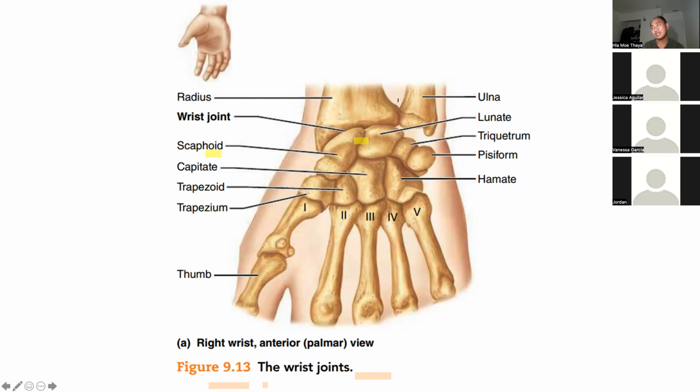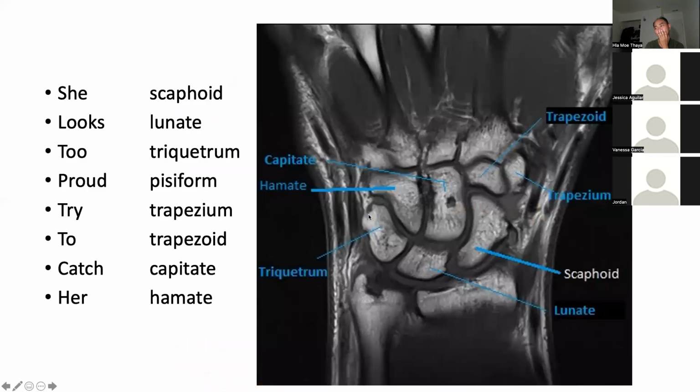And in between the radius, ulna and the metacarpals, we have the carpal bones. There are 8 carpal bones, and they are arranged in 2 rows, 4 on the first row and another 4 on the second row. So these are the carpal bones on the MRI scan. This is the end of the radius, this is the end of the ulna.